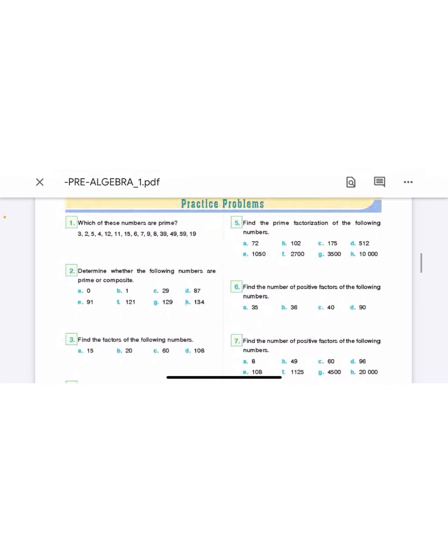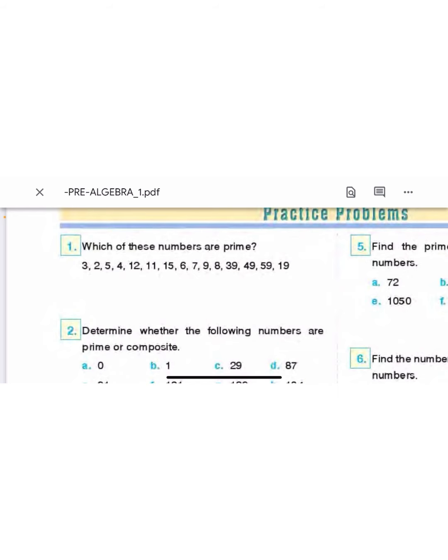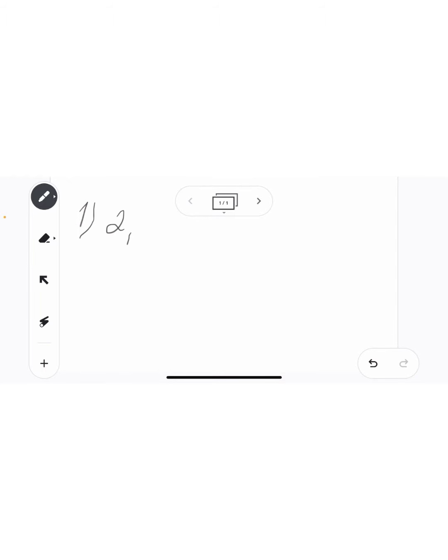So these are our practice problems. First question: which of these numbers are prime? The solution of the first problem is 2, 3, 5, 11, 7, 19. These are all prime numbers because they have only 2 factors, 1 and the number itself.